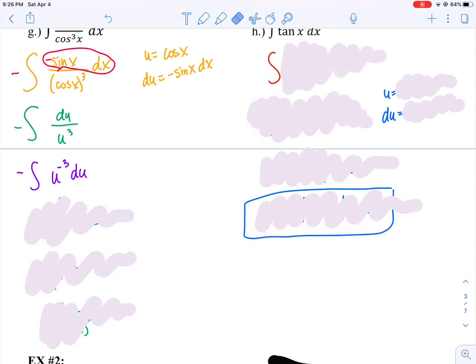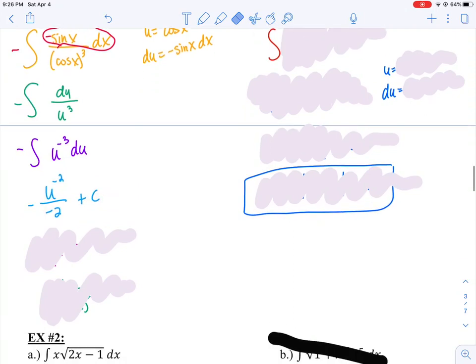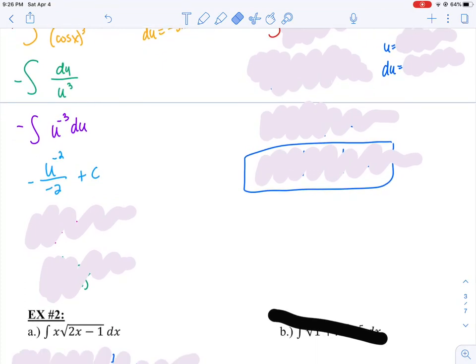I brought up that u cubed and made it u to the negative 3. I was then able to use my power rule and find the antiderivative by adding 1 to the exponent and dividing by that exponent. 2 negatives there make a positive. I move my u squared down to the denominator to make that exponent positive, and I back substituted, and I got 1 over 2 times cosine squared x plus c.